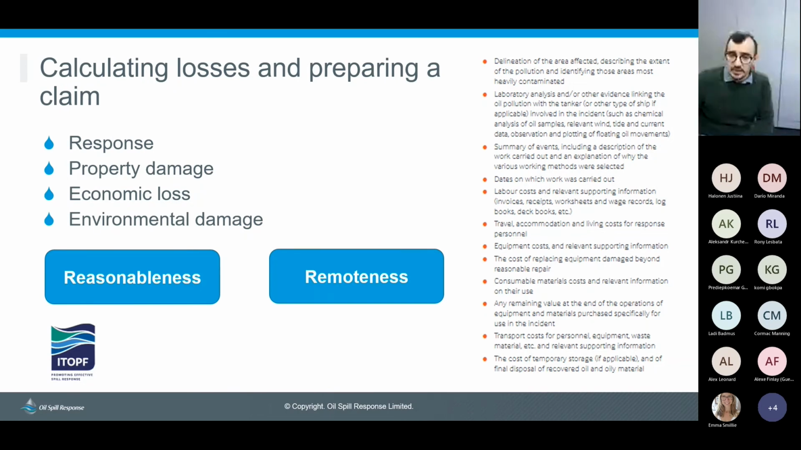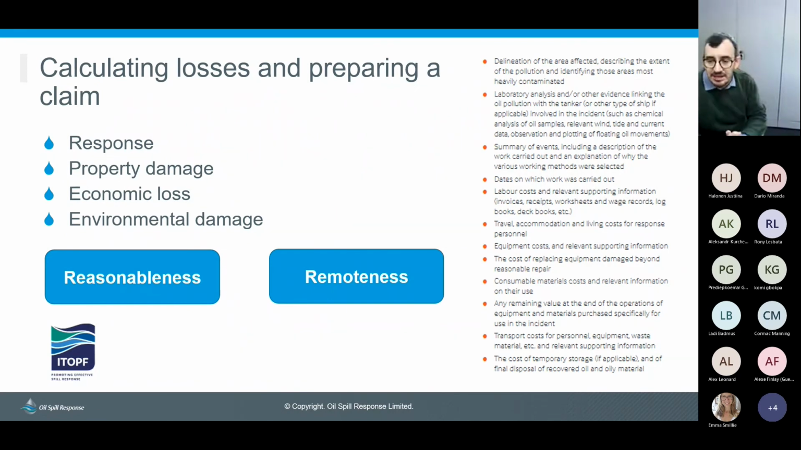The second big takeaway to remember is remoteness. This is the most relevant when considering economic loss. So the IOPC Funds guidelines state that the claimant must be able to show that the financial loss has been suffered due to pollution, that the loss has a direct link to the contamination due to oil, and that the loss can be measured financially.